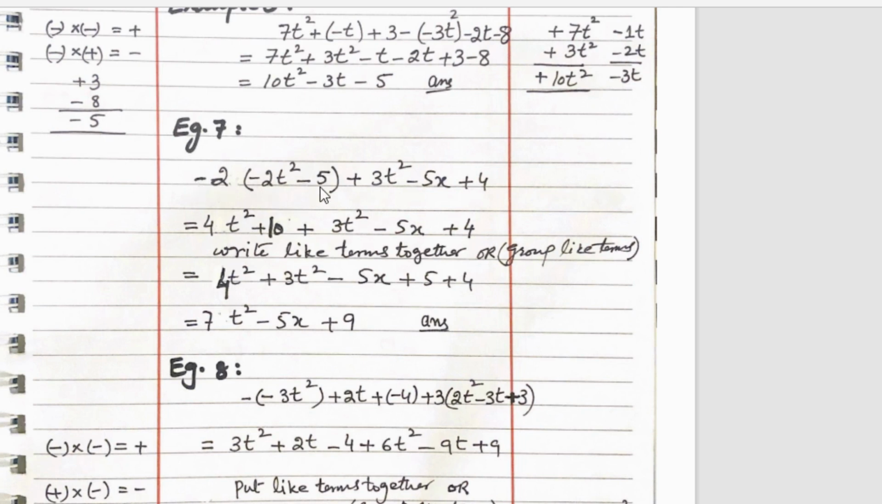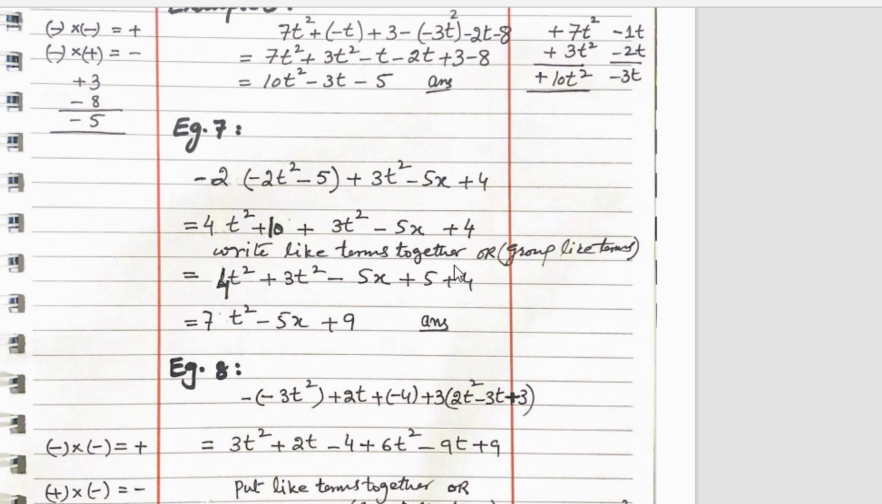Similarly, come to minus 5. Minus into minus, minus multiplied by minus is plus, 5 to the 10. Plus 3t square as it is, minus 5x, plus 4 as it is, bring them down.